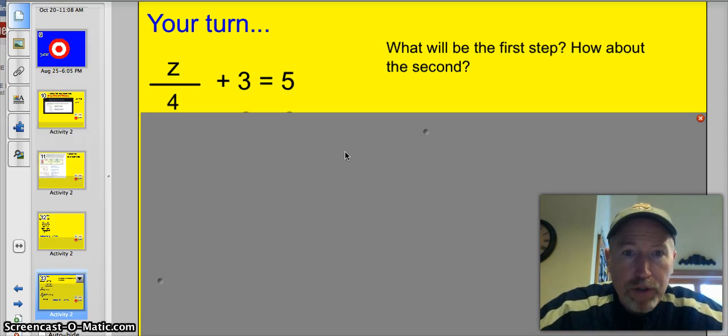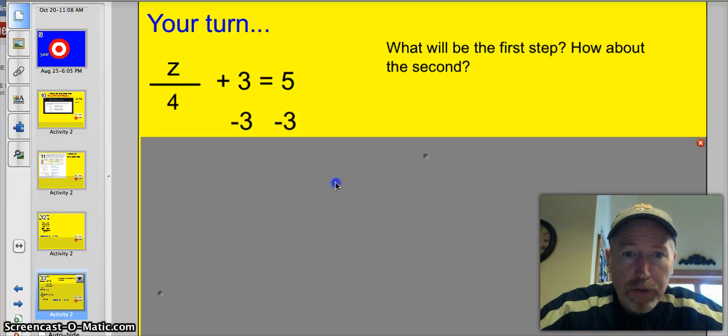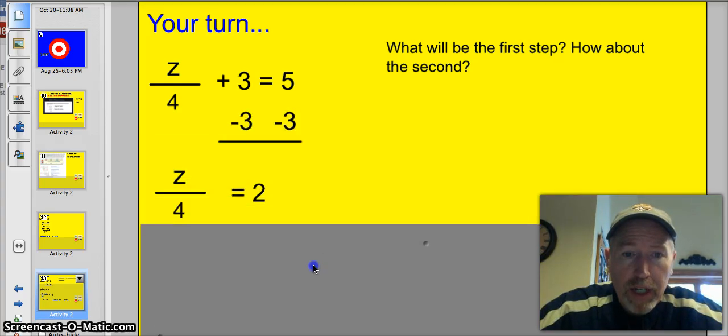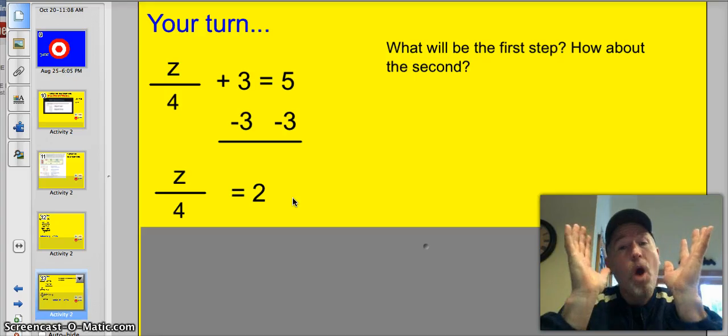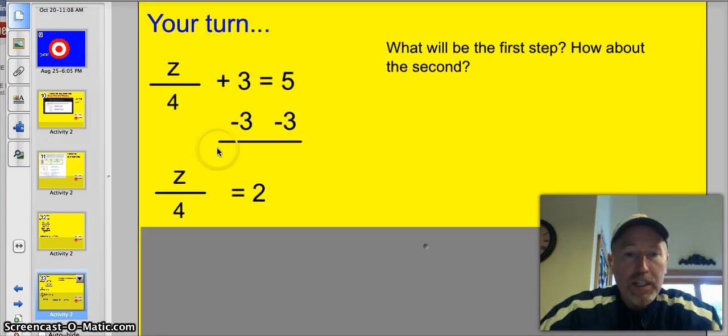All right. Did you subtract 3 from both sides? That's what I would do. You betcha. You did. And you end up with z over 4 equals 2. Now, this is a weird one. Kids look at z over 4 and they freak out. Don't freak. This is division.